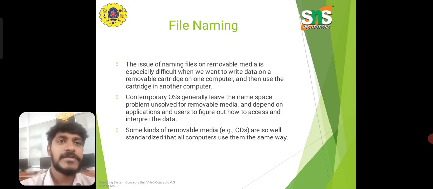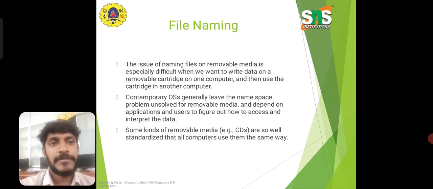The issue of naming files on removable media is especially difficult when we want to write data on a removable cartridge on one computer and then use the cartridge in another computer. Contemporary OSs generally leave the namespace problem unsolved for removable media and depend upon the application and users to figure out how to access and interpret the data. Some kinds of removable media, for example CDs, are so well standardized that all computers use them the same way. So file naming can be handled here.